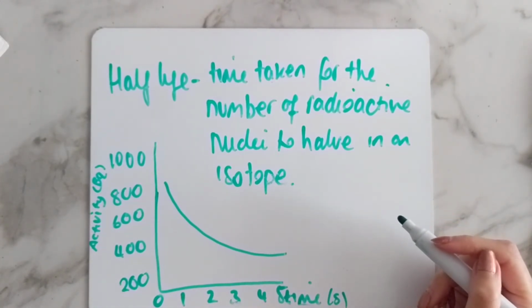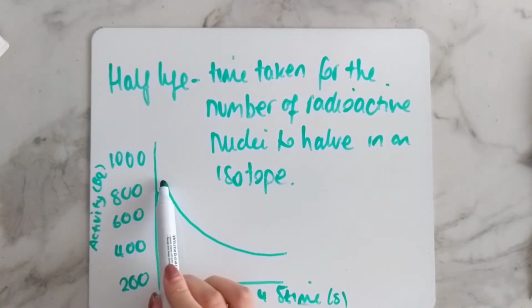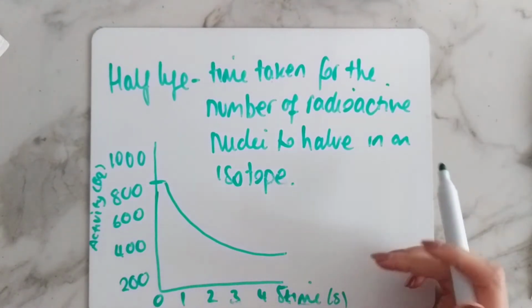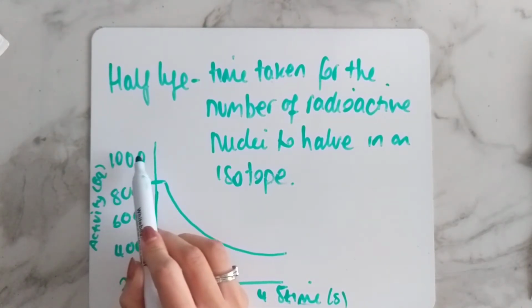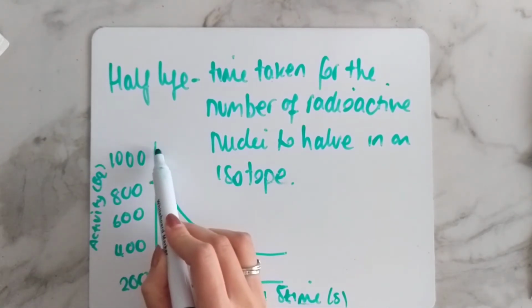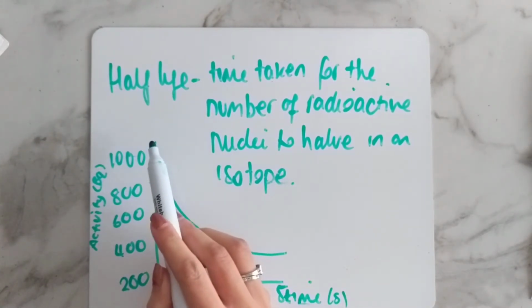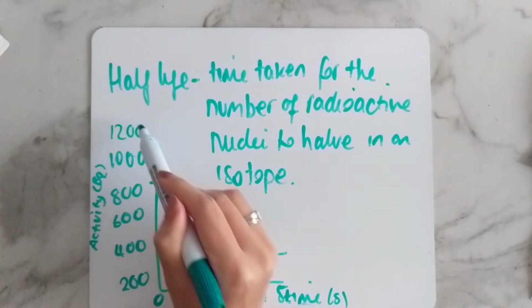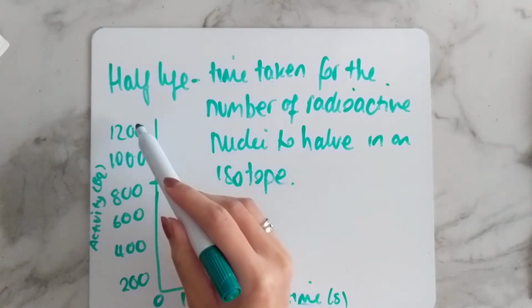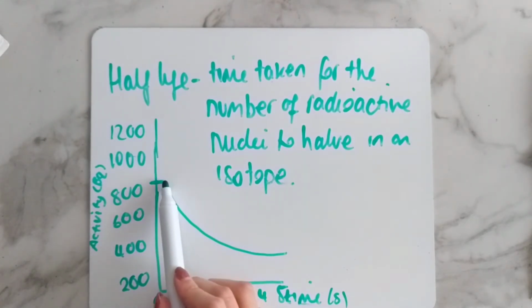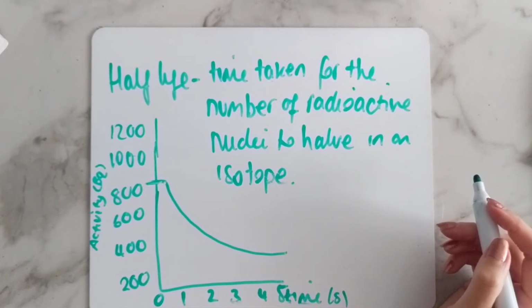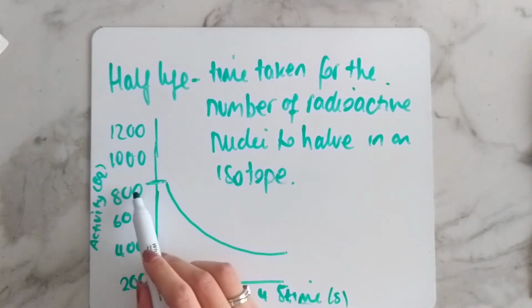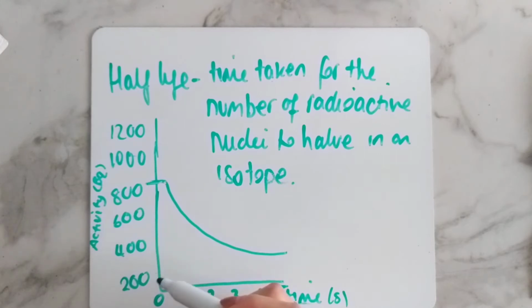So what you do to work out half-life is you look for the top of the curve here. So it's at 800 for me, roughly on my graph. 800. Do not use the top number on the graph, because look, my line stops here, so don't use this number. Just be very aware of that. If it was continuing on, don't use the number right at the top just because it's at the top of the graph. You're using the number that's at the top of your curve. Half-life is the time taken for the number of radioactive nuclei to halve in an isotope. So my activity is 800. Half of 800 is 400.